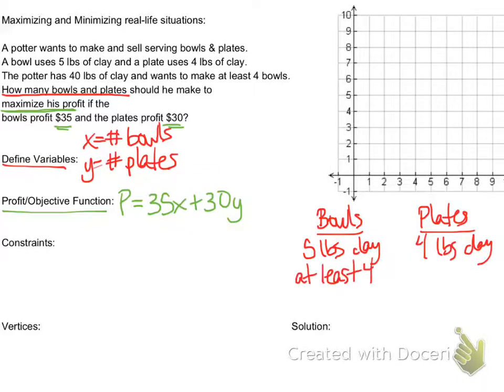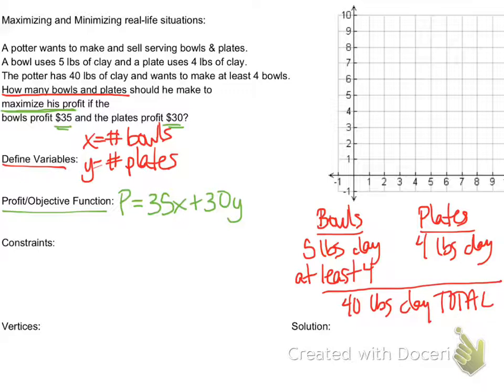The potter wants to make at least 4 bowls, so that deals with just our bowls. And the only other number given in this problem is 40 pounds of clay total. So that 40 pounds of clay has nothing to do specifically with just bowls or plates. So that's why we're kind of putting it under both of those columns.